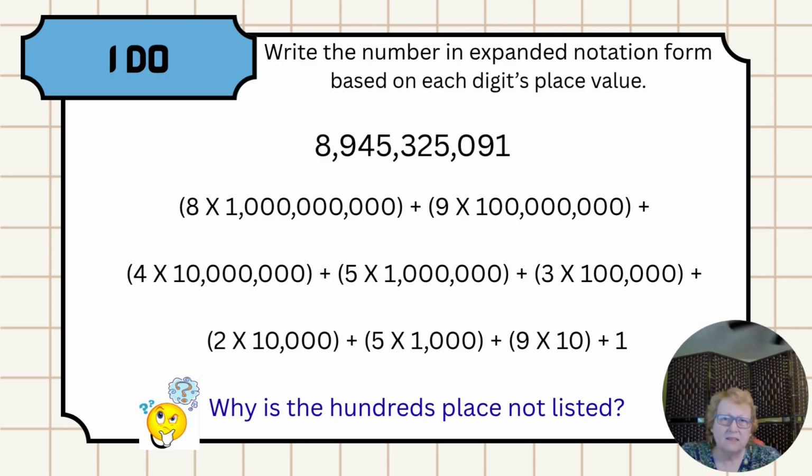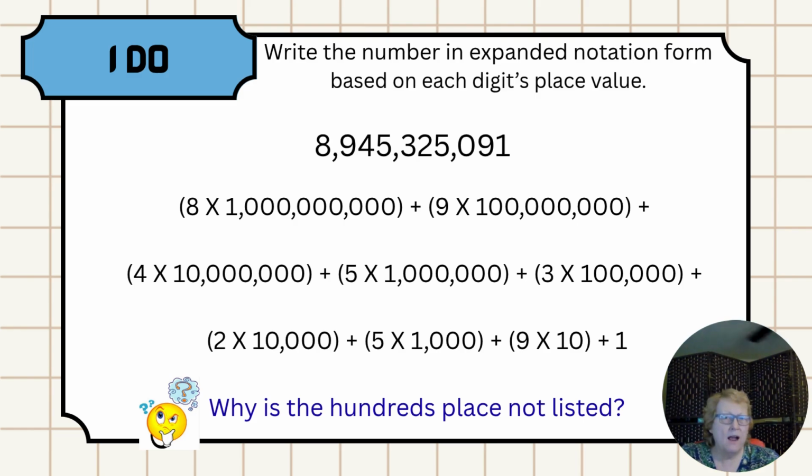And that is 8 times 1 billion plus 9 times 100 million plus 4 times 10 million plus 5 times 1 million plus 3 times 100,000 plus 2 times 10,000 plus 5 times 1,000 plus 9 times 10 plus 1. That is the expanded notation form of the number given.